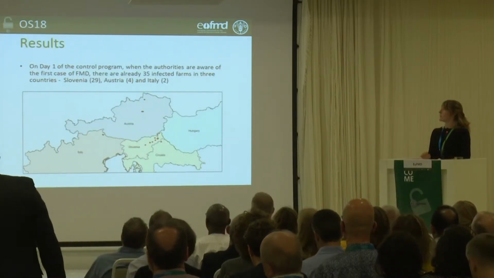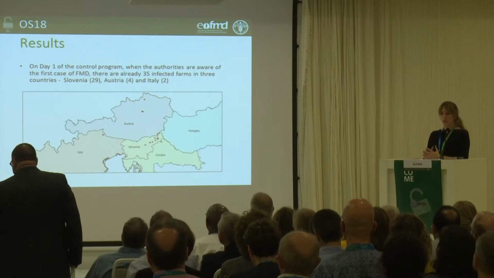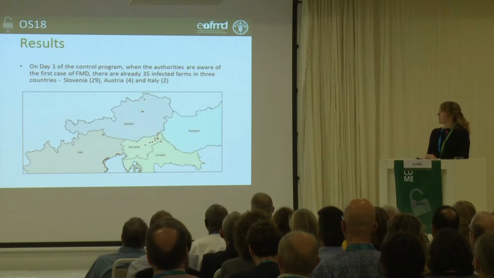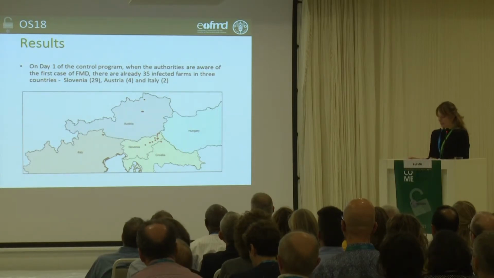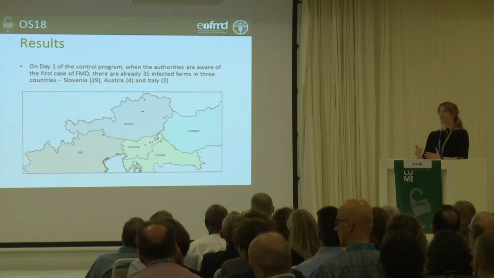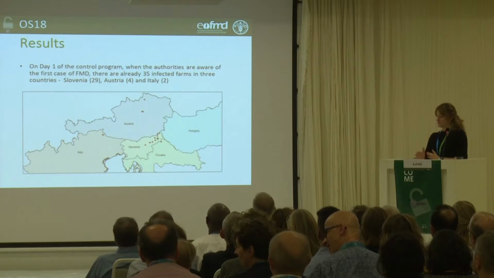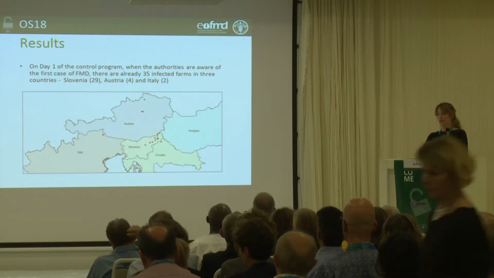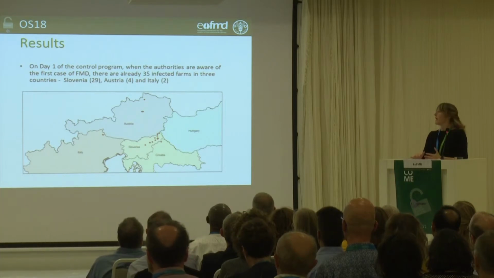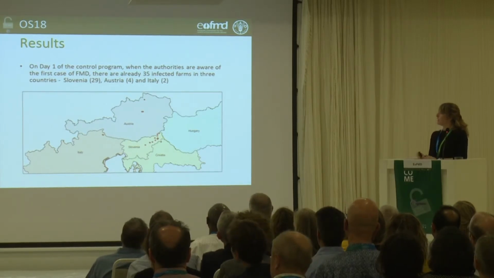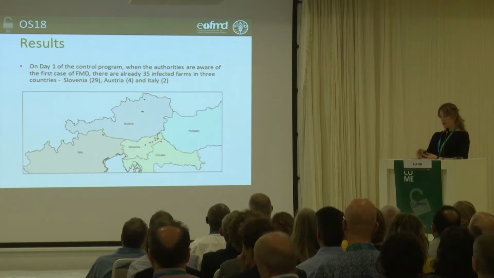So on day 1 of the control program, when the authorities are aware of the first case of FMD, we have already 35 infected farms in 3 countries, Slovenia, Austria, and Italy. So this is the starting situation for comparing the 5 strategies, and this scenario has been chosen running the model 100 times in the silent phase of the disease, and choosing a scenario that was not too big or not too small. So from this starting point, each strategy, as I mentioned before, will be run 100 times.